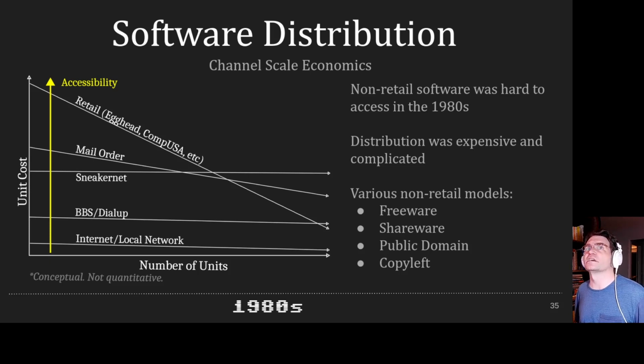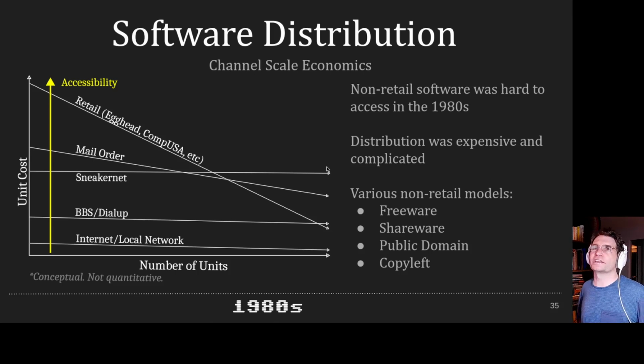Here is a graph that talks about how, based on the number of units that you're going to distribute, the actual unit cost decreases over time. So if I was to create a lot of units, then retail would become cheaper. Or if I was to create a lot of units over SneakerNet, which is me handing out to friends, it doesn't really become cheaper. It's about the same price, regardless of how big it is.